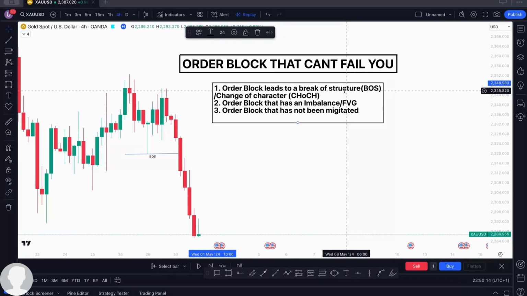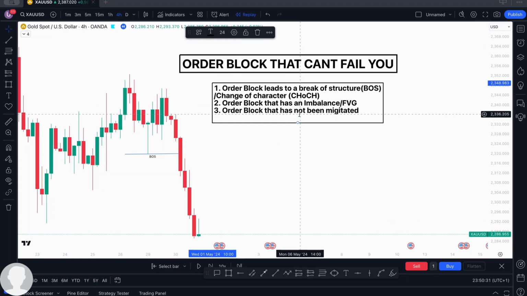The second one is the order block should have a form of imbalance or a fair value gap. Imbalance can also be a liquidity void, but it should have a fair value gap or imbalance. We all know the type of imbalances that you're looking for before the order block.